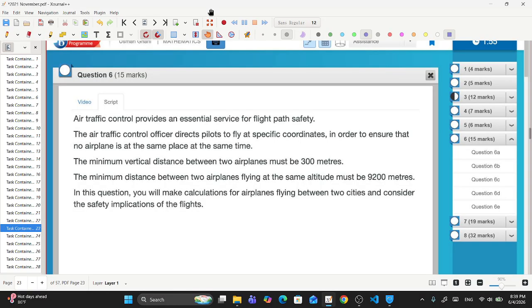Air traffic controls. Whenever you see some sort of numericals in your answers, just try to make sure that you read those parts. The minimum vertical distance between two airplanes must be 300 meters. The minimum distance between two airplanes flying at the same altitude must be 9200 meters. Just remember these two things. Very important, if you forget about the rest.